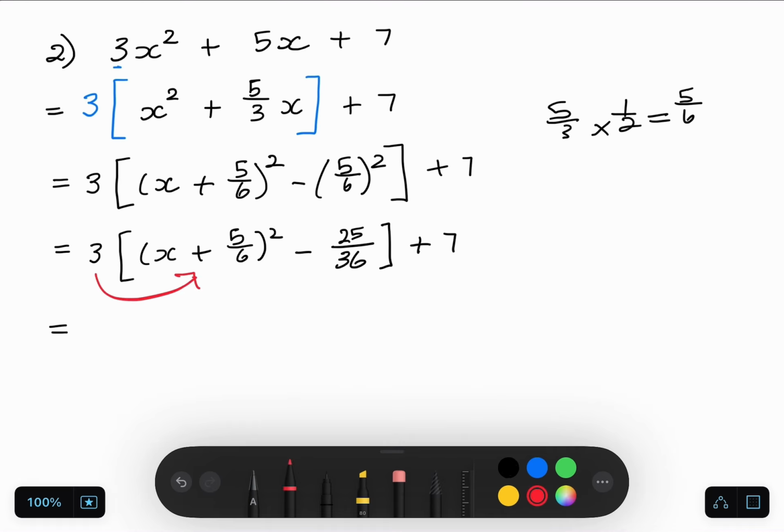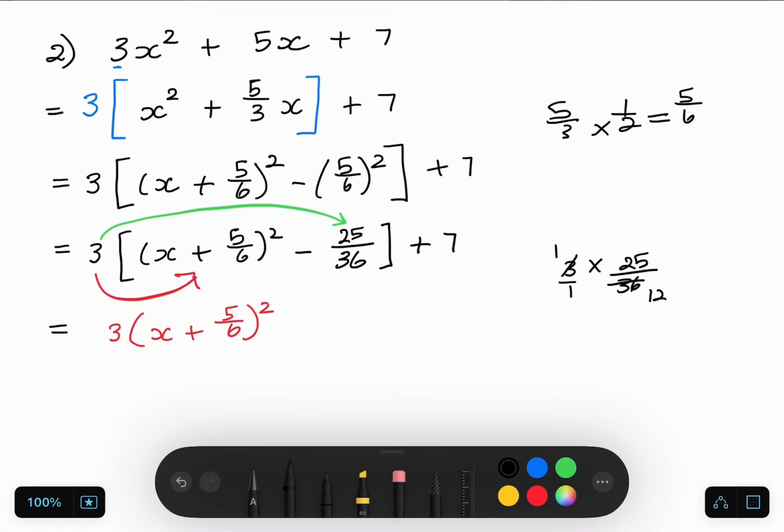So 3 times this whole thing would be 3 by x plus 5 over 6 all to be squared. And then 3 times 25 over 36. Let me just come on the side here and do that. Of course, you could use your calculator. 3 times 25 over 36. So 3 into 3 is 1, and 3 into 36 is 12. So 3 times 25 over 36 is 25 over 12. So this would be minus 25 over 12.